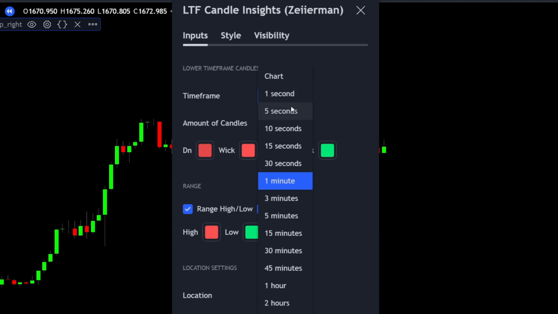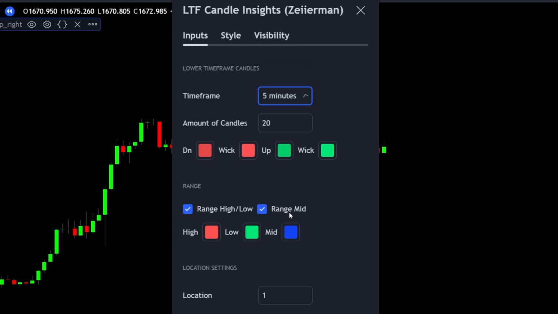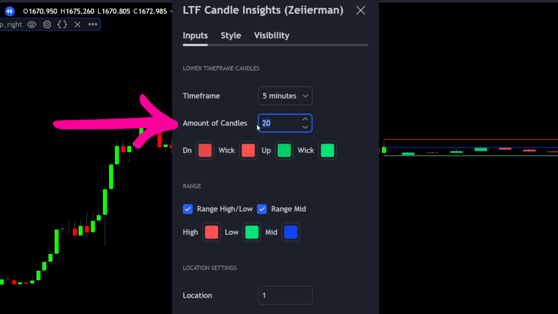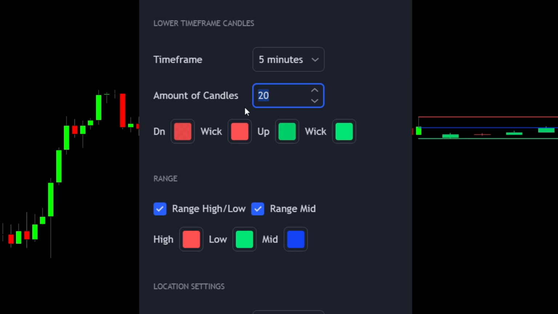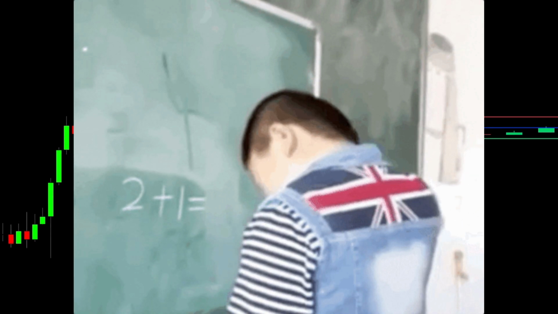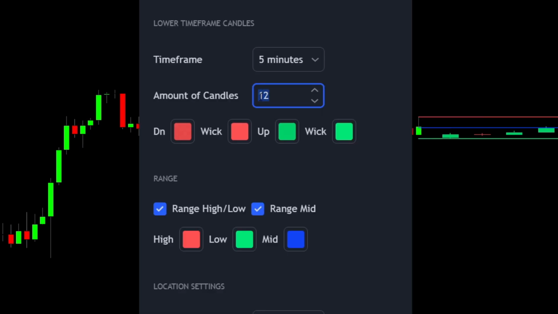And currently, remember, we are on the 1 hour time frame, and using a 1 minute time frame when we have the 1 hour as our main time frame is a bit overkill. So I'm gonna use the 5 minute here as the lower time frame. And as for the amount of candles, this is basically the amount of candles that the indicator will display. Since we are on the 1 hour time frame, how many 5 minute candles can fit in 1 hour? Well, that is 12. 12 times 5 is 60. So that is basically why I'm gonna choose 12 as the amount of candles here.